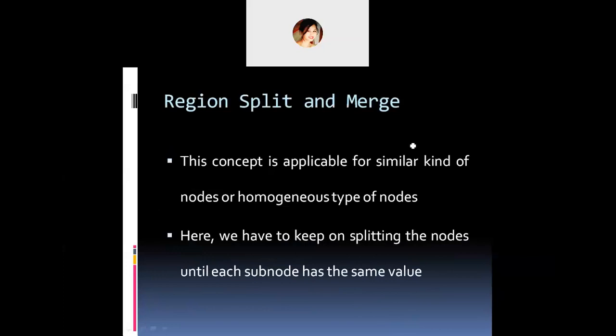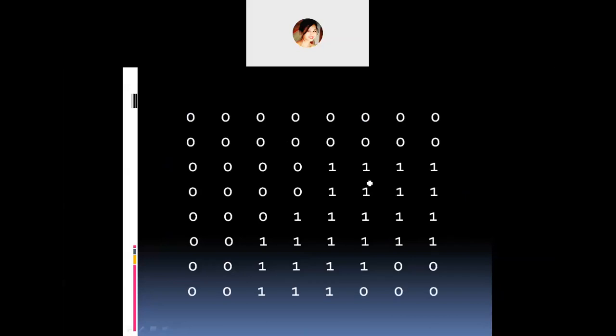Then let us go on with region split and merge, which is the last topic. This concept is applicable for similar kinds of nodes, or homogeneous types of nodes. When you capture a particular region for splitting or merging or for both, you have to check if it is applicable for the nodes or not. You check if the nodes are of similar kind, if it is homogeneous type. I'll show you how. Here we have to keep on splitting the nodes until each node has the same value. This is a very interesting concept.